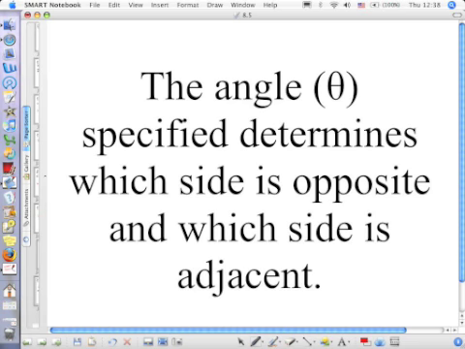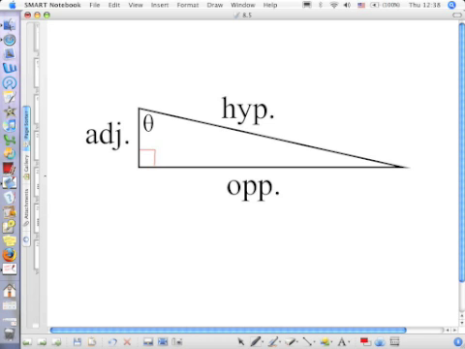Tangent. TOA. Tangent equals opposite over adjacent. Okay, so draw this triangle. Remember now, only with right triangles do these functions work. This is a right triangle. I have specified the top angle to be theta, which means in reference to theta, the adjacent side is this little bitty side on the side of it.